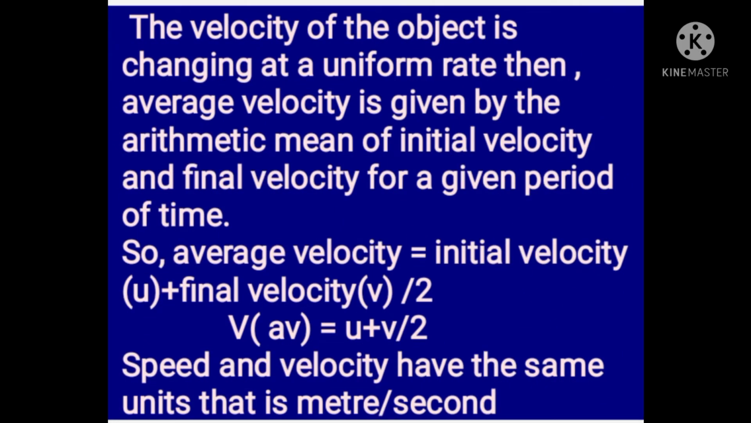If the velocity of the object is changing at a uniform rate, then average velocity is given by the arithmetic mean of initial velocity and final velocity for a given period of time. So average velocity is equal to initial velocity plus final velocity by 2. Mathematically, V average is equal to (u plus v) by 2. u is the initial velocity and v is the final velocity. And also speed and velocity have the same units, that is meter per second.